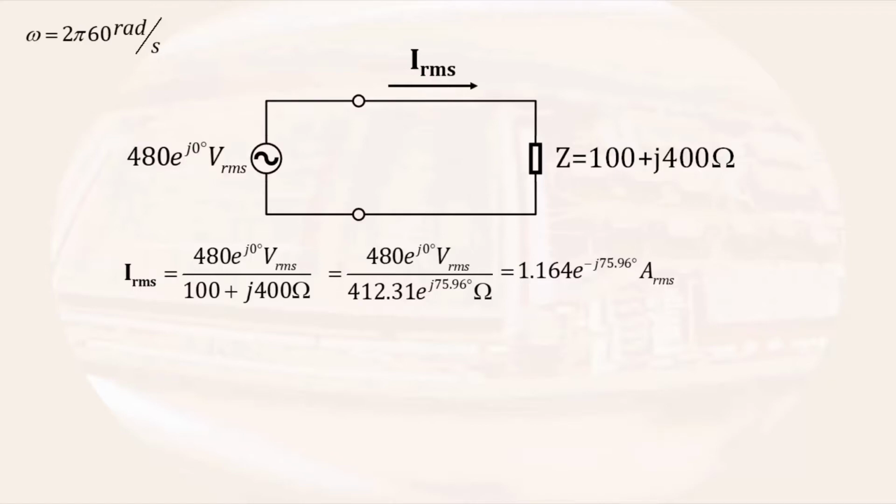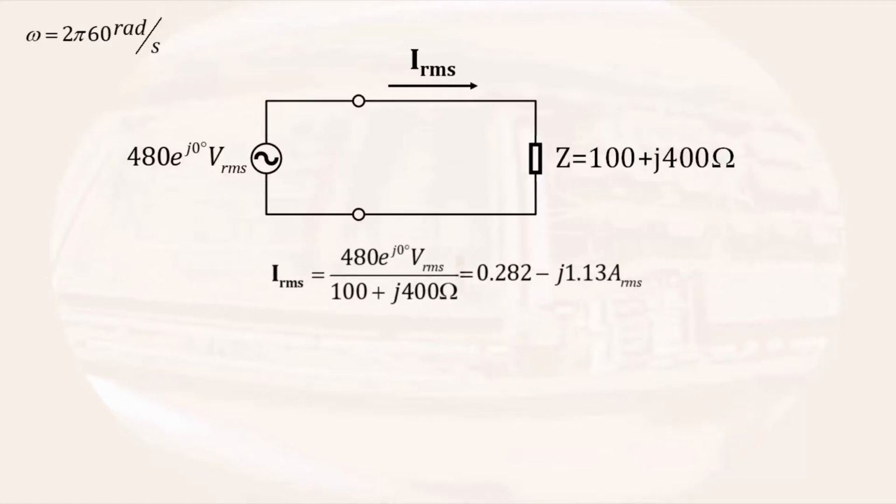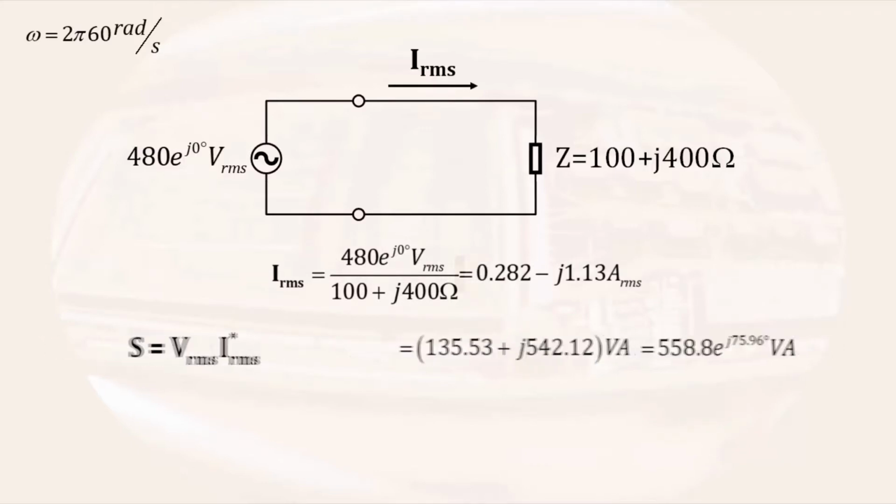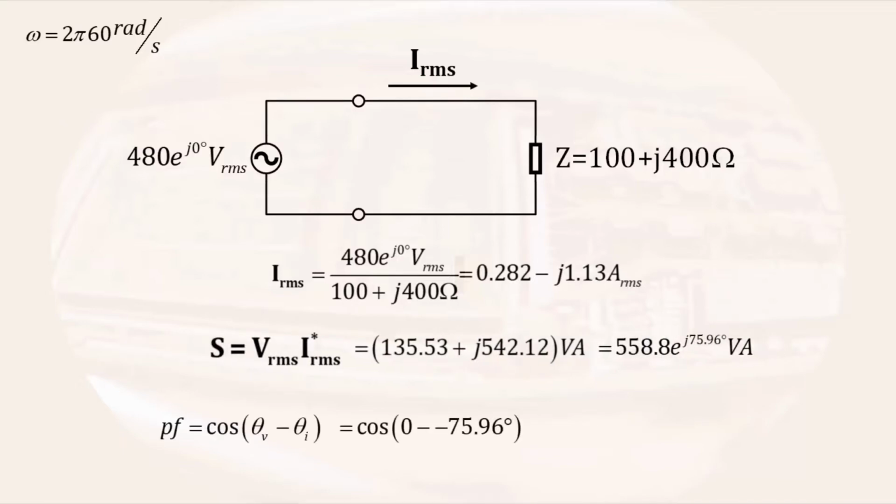Voltage and current are RMS values, so if we multiply the voltage times the complex conjugate of the current, we will get the complex power. The power factor is the cosine of the difference in phase between the voltage and current, which will be the same as the angle of the polar expression of the complex power, in this case 75.96 degrees. This results in a very small power factor of 0.243 lagging. Remember that it's necessary to specify lagging or leading for the power factor, as that information is lost in the cosine.